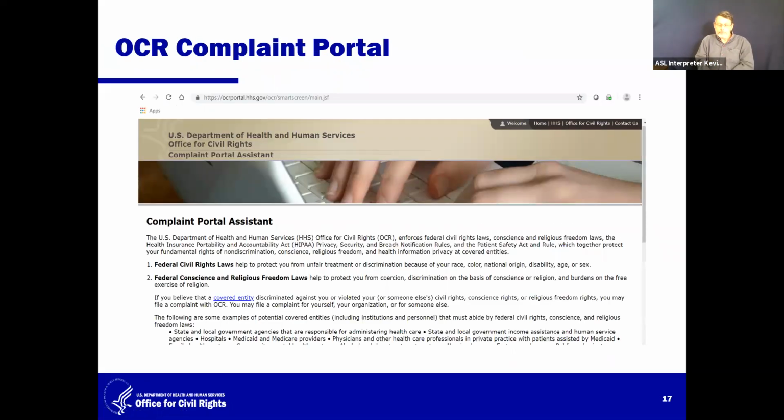Now this slide is a screenshot of the complaint portal for civil rights complaints, and it is found at ocrportal.hhs.gov. Complaints are generally received in Washington, processed preliminarily, and then sent out to the regions. There's an attempt made to send complaints that pertain to the particular region to that region.